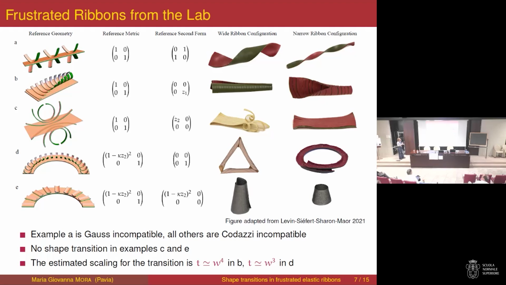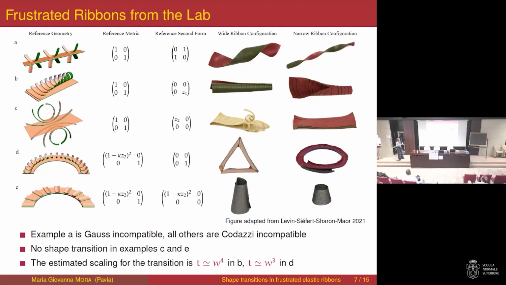For instance, in this example, the ribbon would like to undergo no stretching, but at the same time, it would like to be curved like a cylinder, but a cylinder that is wider close to this edge and narrower close to this other edge, and this is incompatible with no stretching. And so for the other examples. In the last two columns, you can see pictures of equilibrium shapes of wide ribbons and narrow ribbons with the corresponding internal geometry.